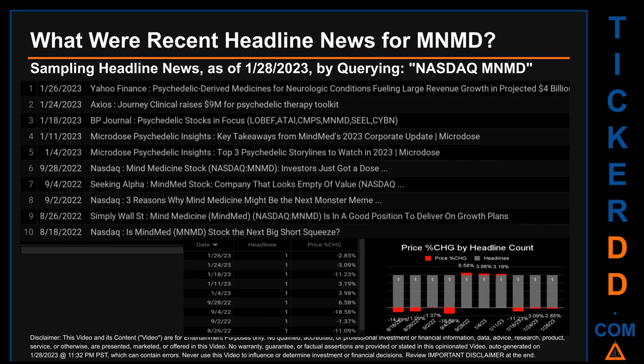Sunday, September 4, 2022 was the day with the highest percentage change in price when we compare opening versus closing price for the ticker. The day saw a drop of -18.58% when MNMD opened trading at 11.14 and closed at $9.07. There was one found headline when Seeking Alpha published the headline that read, "MindMed Stock, Company That Looks Empty of Value, NASDAQ."